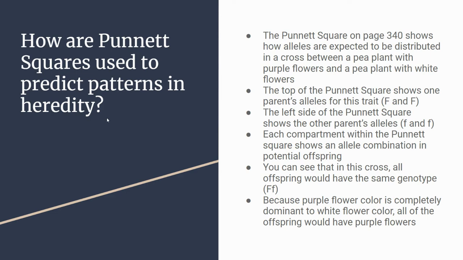So take a look at that Punnett square on page 340. And this shows how alleles are expected to be distributed in a cross between a pea plant that has purple flowers and a pea plant with white flowers. Okay, so how you set this Punnett square up is you can see right there. Look at page 340 and you can kind of see this box.